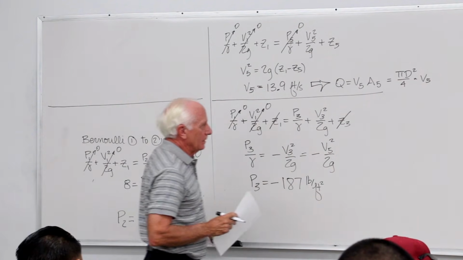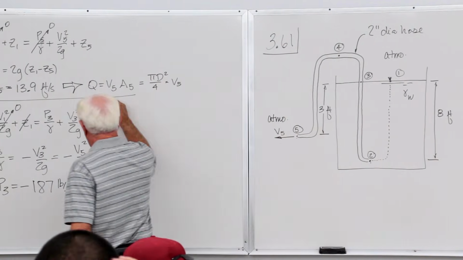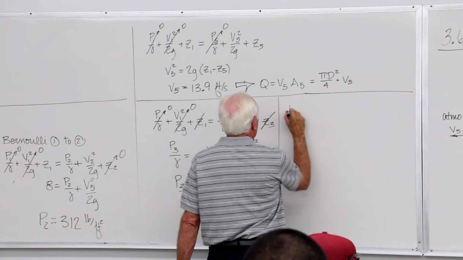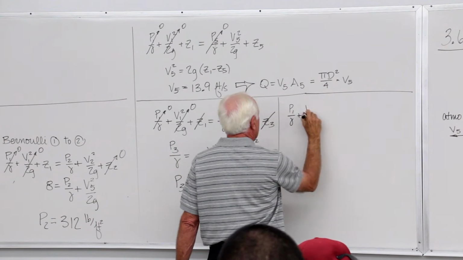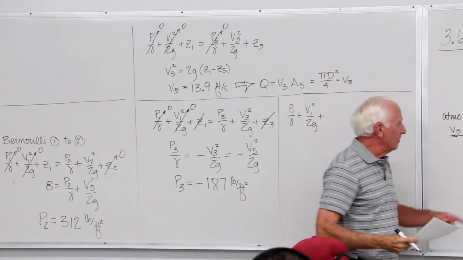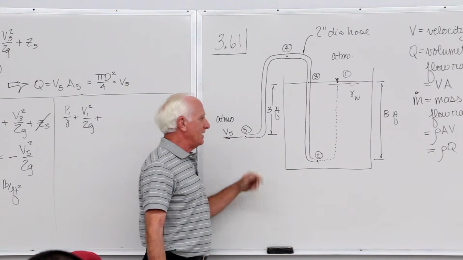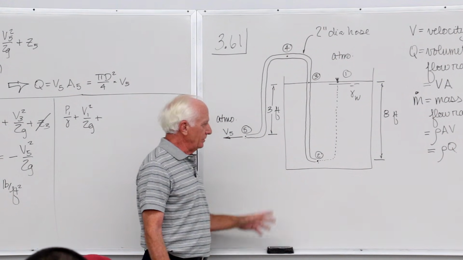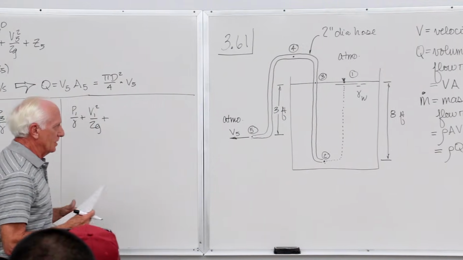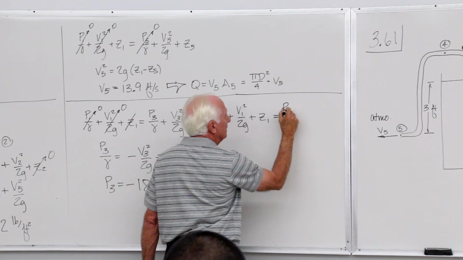Okay. Let's stick the last one right here, maybe. Obviously 1 to 4. P1 over gamma plus V1 squared over 2G. Now, if you want, you could write it from 2 to 3 Bernoulli. Write from 2 to 4 Bernoulli. Write from 2 to 5 Bernoulli. So, you know, there's lots of choices. Some are easier than others. In this case, it doesn't matter too much because these guys are all straightforward. P4.